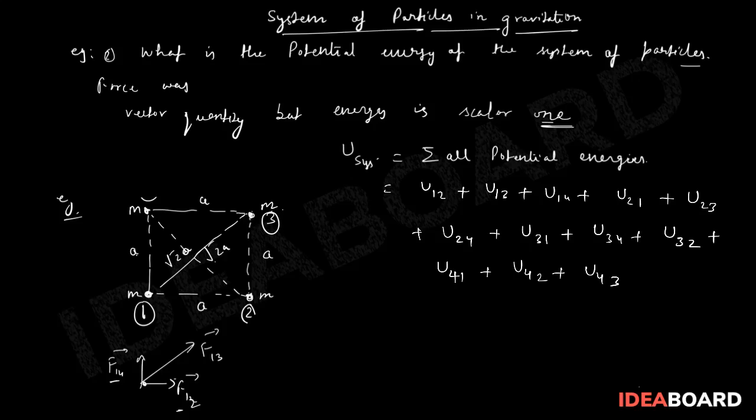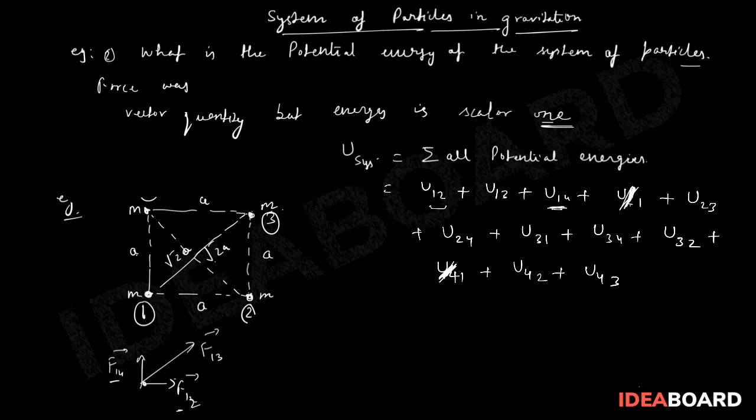No, this is wrong. Why is it wrong? Because you already considered U14, so obviously you don't need to write U41 again, because in vector quantity this can be a different thing, like F12 is equal to minus F21, but here it is the same because it's a scalar quantity, so you already have taken this combination. Talking about U41, we have already taken it. If you have taken U12, then U21 is not needed, correct? So this is not needed again.